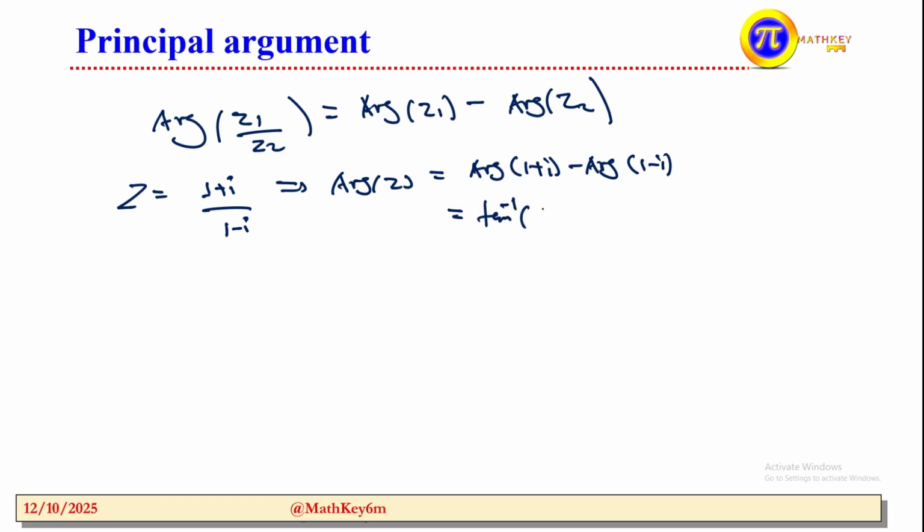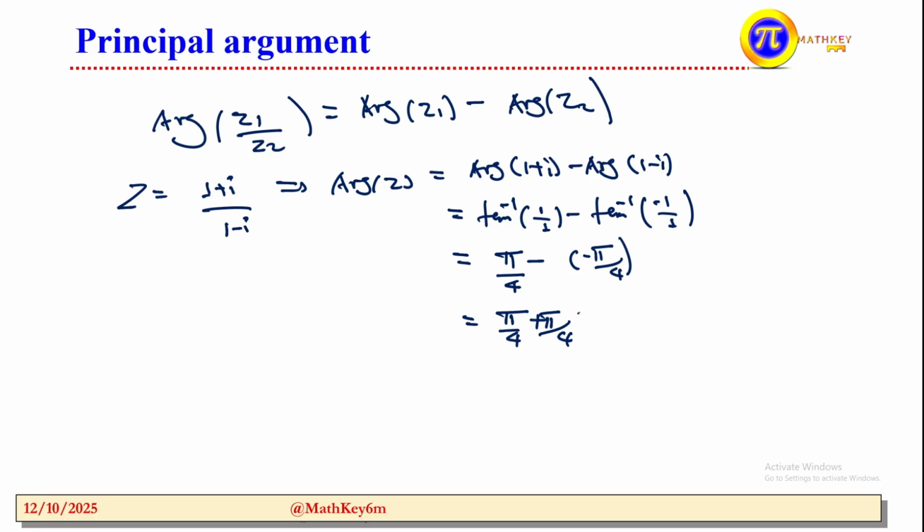tan inverse of 1 over 1 minus tan inverse of negative 1 over 1, which implies that tan inverse of 1 is pi over 4, minus tan inverse of negative 1, that is negative pi over 4, since it lies in the fourth quadrant, as we did before, which is equal to pi over 4 plus pi over 4, which is equal to pi over 2. This is the result you want to find.